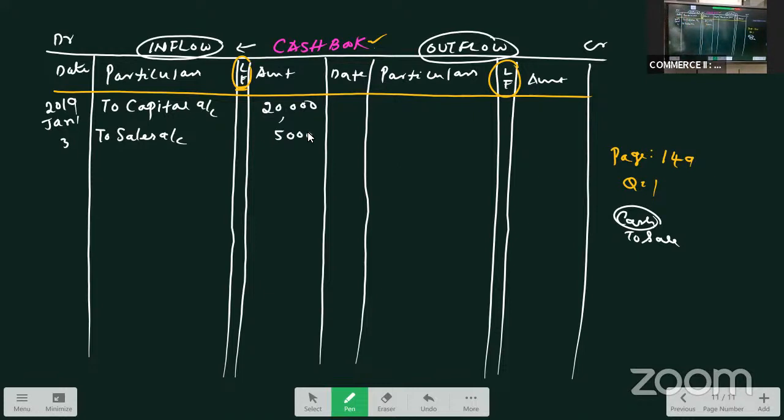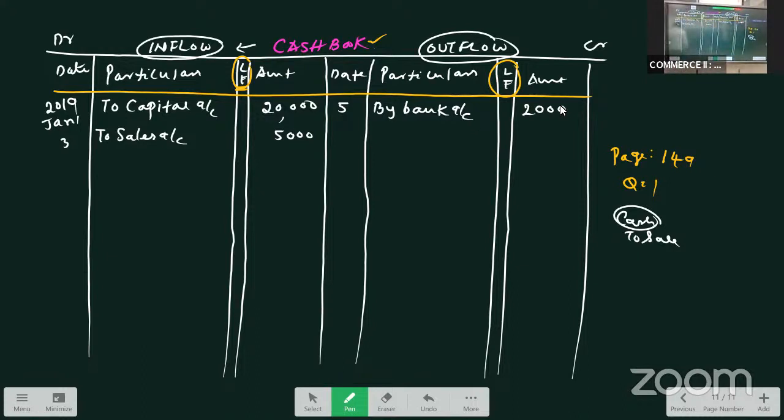The next transaction is on fifth, paid into bank. Cash paid into bank. Tell me, is the business receiving cash or giving cash? It is giving cash. Cash is going away from the business. So it has to be credited by bank. Who is the receiver? When you deposit it in the bank, it is the bank who is receiving. So by bank. How much? 2,000. Hope you all are following. Debit what comes in, credit what goes out.